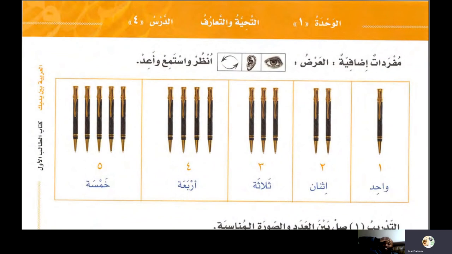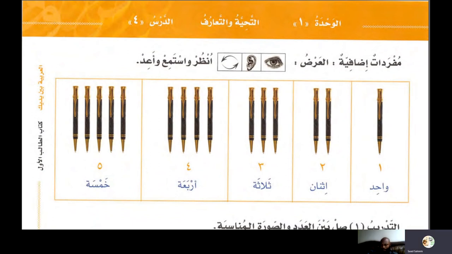Next, we have Mufradatun Izafia. Read it. Mufradatun. Ida. Fi. Fiyatun. Al-ardu. Un-thur. Wa-id.